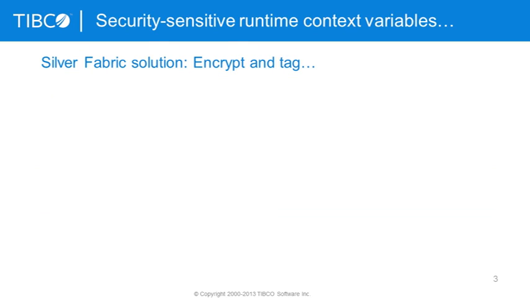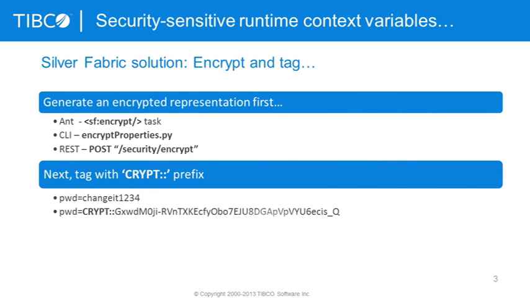Silver Fabric provides a solution that allows you to encrypt your original password or context sensitive information and tag it in such a way that the Silver Fabric server, when receiving such a value, could reverse the process and decrypt it. So it's a two-step process.